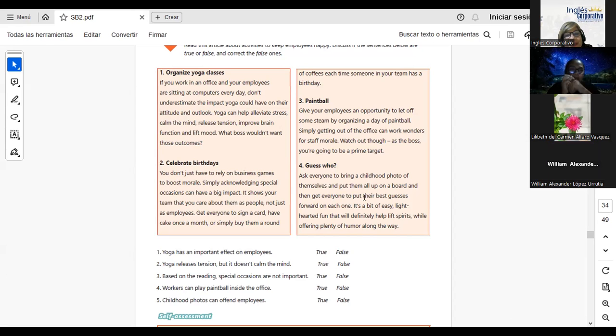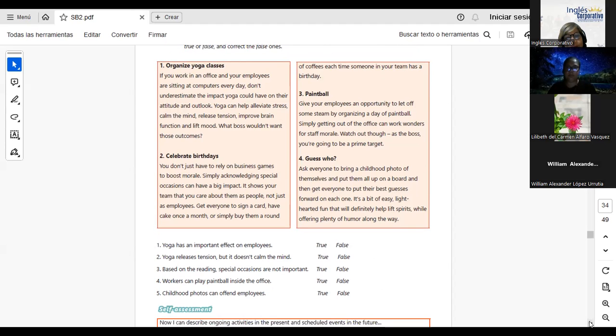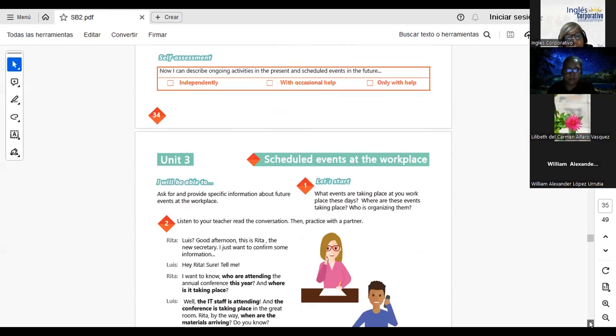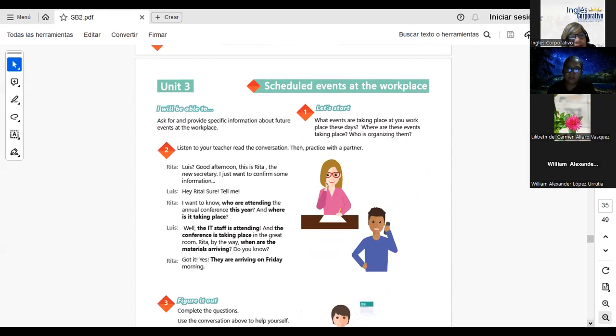Okay, so, guys, I talk about this because it's about number 4. Childhood photos? I don't know. Sometimes it can be a shame. Okay, guys. Now continue with this. It's a conversation. This is Rita and Luis, the Luis in the class. Let's see.